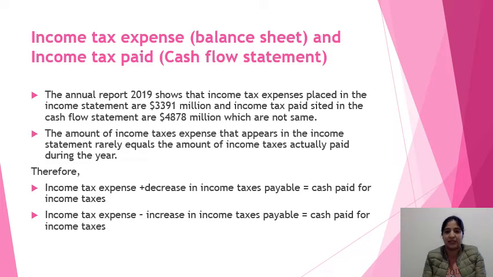Income tax expense is shown in the income statement and income tax paid is shown in the cash flow statement. The annual report 2019 shows the income tax expense placed in the income statement is $3,391 million and income tax paid cited in the cash flow statement is $4,878 million, which are not the same.